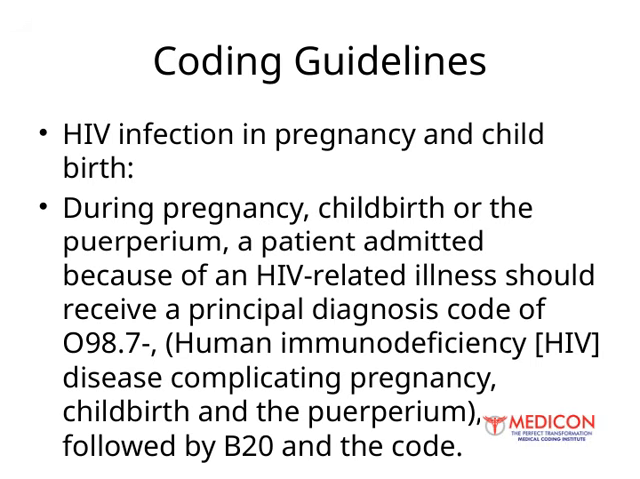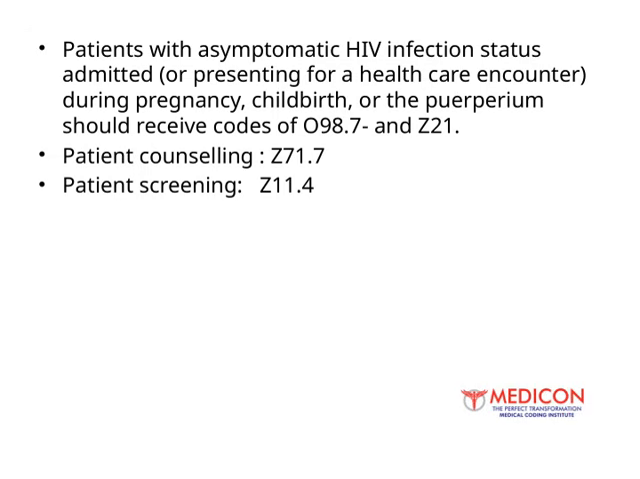When we encounter patients with asymptomatic HIV infection who are admitted or presenting for a healthcare encounter during pregnancy, childbirth, or the puerperium, it's important to accurately document their status. For these cases, we should use the codes 0987 and Z21. These codes help ensure proper recording and facilitate appropriate care and follow-up.